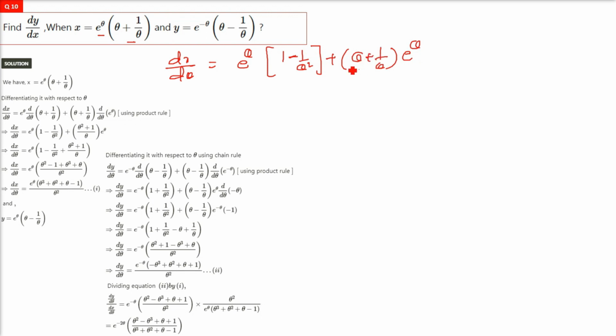Yes, we can definitely resolve them. You can take e to the power theta outside, and you can keep this (1 minus 1 by theta square plus theta plus 1 by theta). And then we can take the LCM, and then you can solve it.